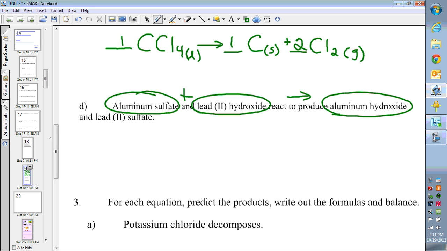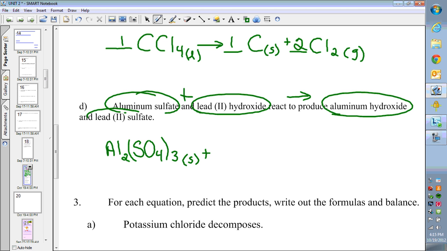hydroxide and lead 2 sulfate. So there's our compounds that we need to write. So we need to write aluminum sulfate. So aluminum is a +3 charge. Sulfate is SO4, and it's a -2 charge. So to get aluminum sulfate to form as a compound, you would need 2 aluminums and 3 sulfates to give a total of +6 charge and -6 charge to balance out completely. So we would have Al2(SO4)3. We'll assume it's a solid at room temperature because most ionic compounds are solids.